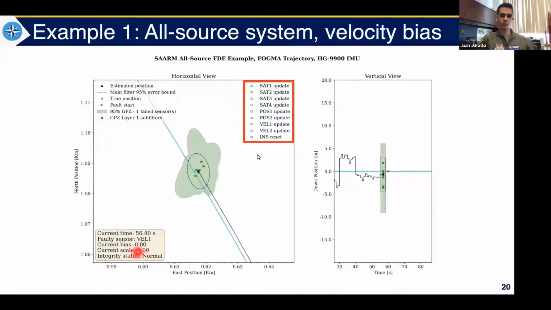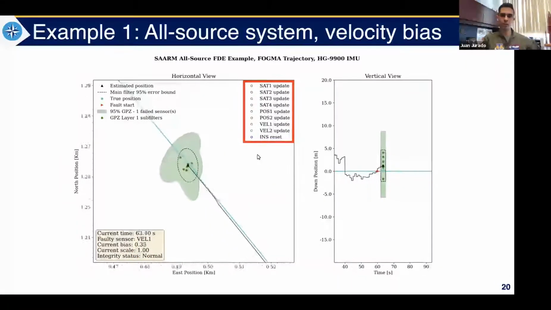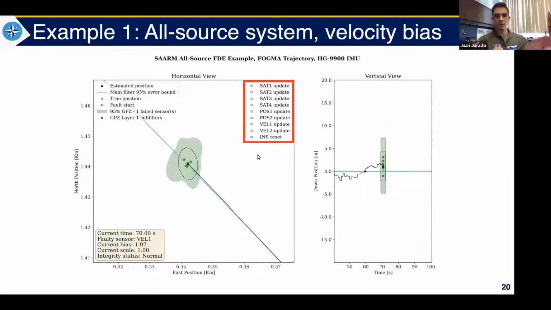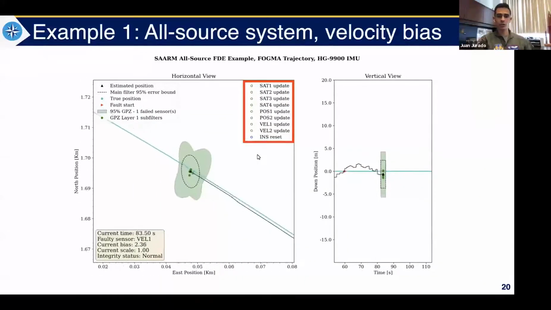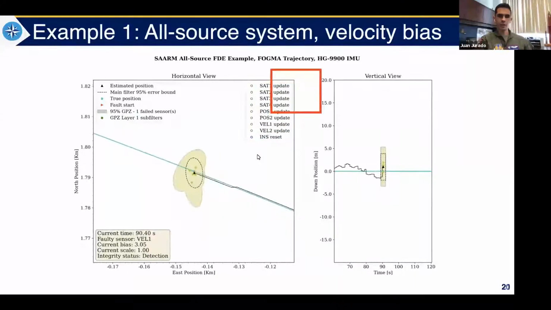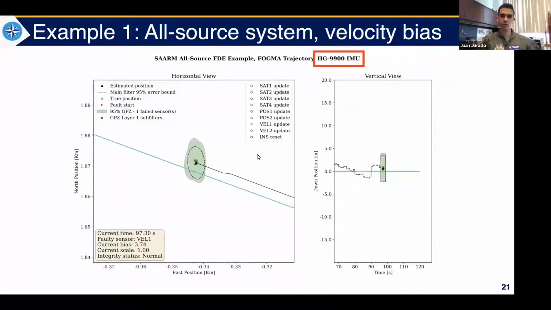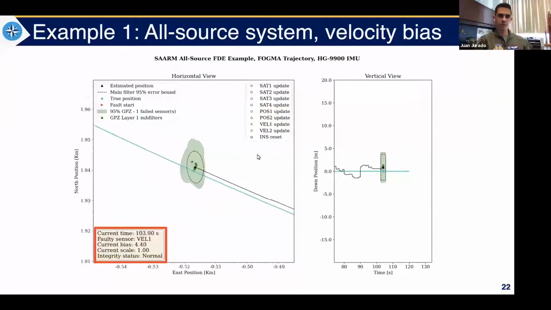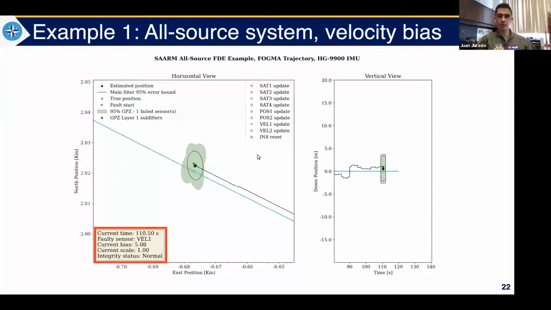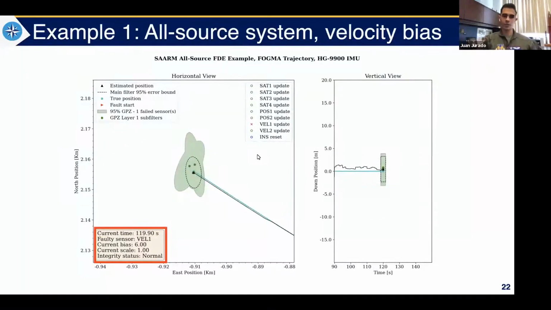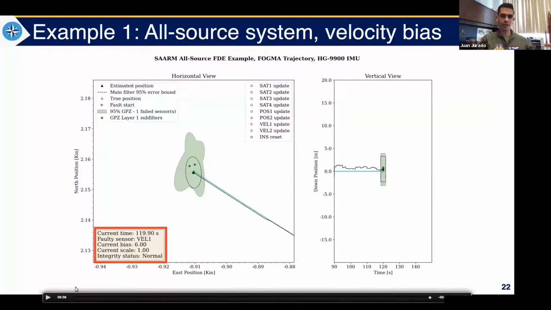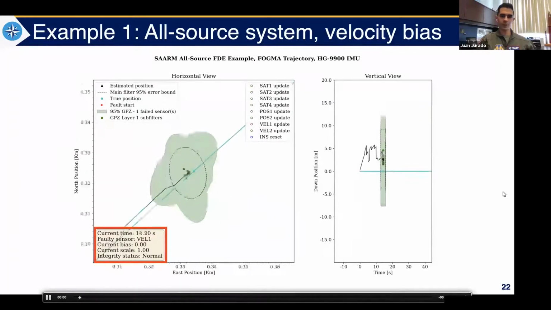The bias will start to grow here, and we'll see how it reacts. We can see it both on the horizontal plane and the vertical plane. See that the sensors are asynchronous, as shown by the little blinking lights there. Again, HG9900 IMU with a Pinson 15 error state model. And as we see here, the system was able to detect successfully that the vel1 sensor was faulty by taking it out of the set of filters. I'll just go ahead and play that again so we can see.